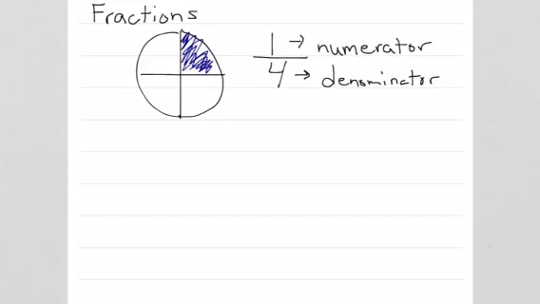Okay, so let's say somebody else comes along and they take 2 slices of the pizza. So what fraction represents the part of the pizza that they took? Well, they took 2 other slices out of the 4 total, and so they took 2/4 of the pizza.